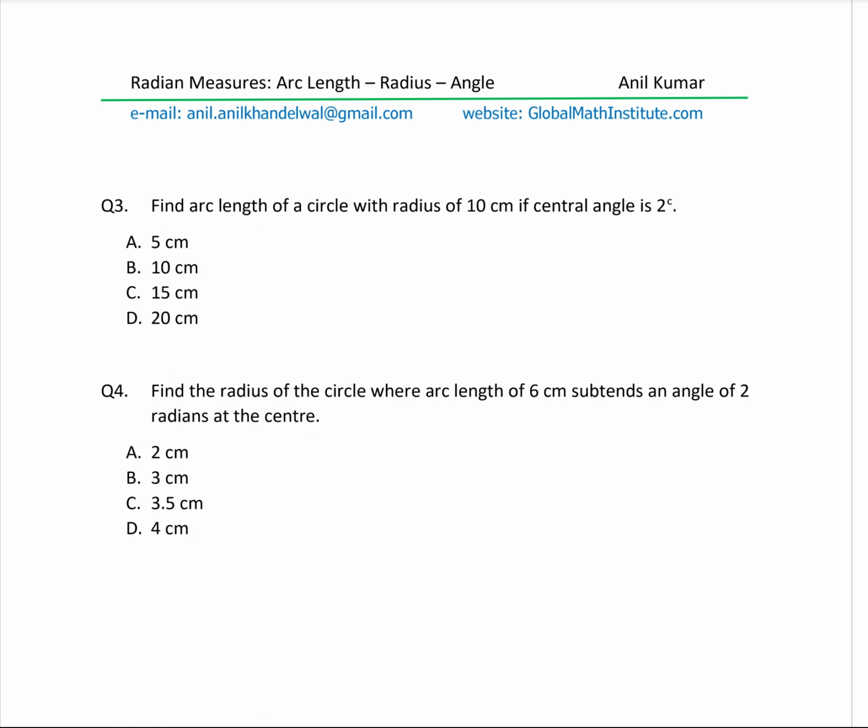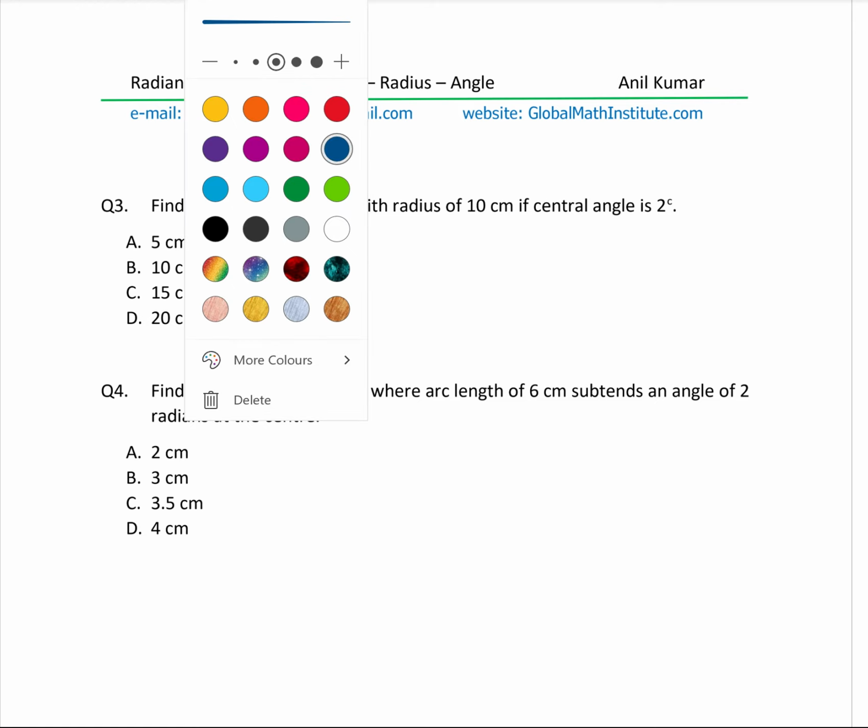Let's take question number 3 and 4 now. Question number 3. Find arc length of a circle with radius of 10 centimeter if central angle is 2 radians. That superscript which you are seeing there is for radian, right? Is that clear to you? Okay, so let's write down what is given to us.